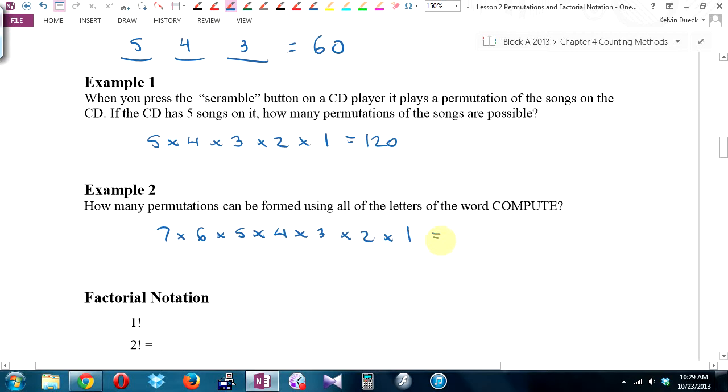Mr. Dueck? Yeah, Rachel. I keep noticing that we're starting with a number and we're multiplying by 1 less, then 1 less, then 1 less, and stop when we get to 1. It would be really nice, Mr. Dueck, if our calculators maybe had that built in as a function automatically. That would save us a lot of typing. Especially if, what if I say instead of 5 songs, you have 20 songs? I don't think you want to go 20 times 19 times 18 times, we can do better than that. And you do.